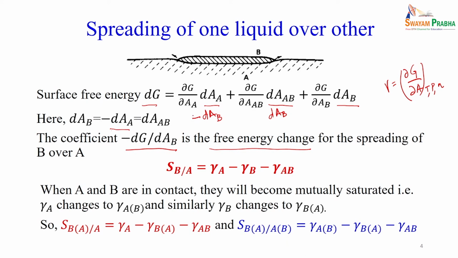So, dAB will be common. So, you will end up over here with gamma A minus gamma B minus gamma AB. What it says is the spreading coefficient is the difference between the surface tension of A minus the surface tension of B minus the interfacial tension of AB.